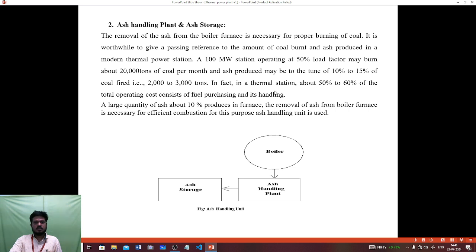In fact, in a thermal power station, about 50 to 60% of the total operating cost consists of fuel purchasing and its handling. In coal, a large quantity of ash, about 10%, is produced in a furnace. The removal of ash from the boiler furnace is necessary for efficient combustion. For this purpose, ash handling is used. The diagram shows the ash ejected from the boiler and then sent to the ash handling plant and then stored in an ash storage.